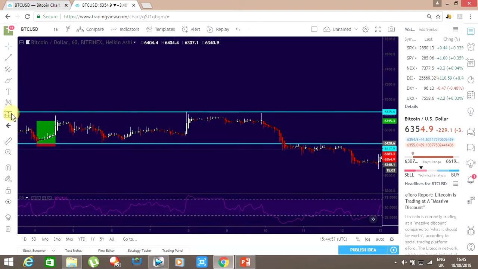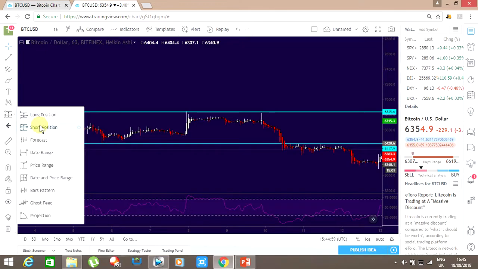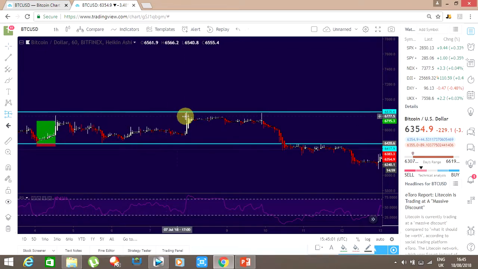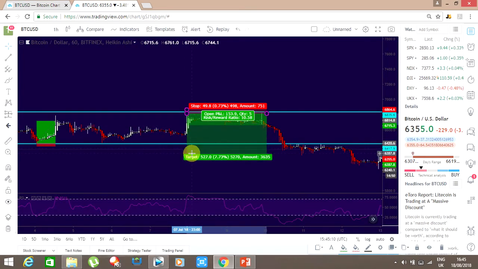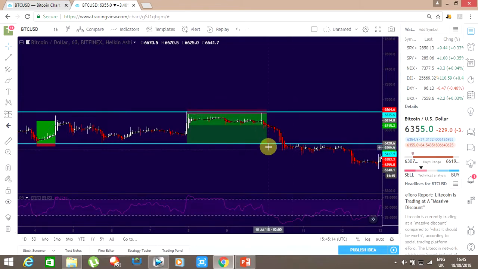So I would have entered a short position here. We'll just say roughly here. I would have put my stop loss just above the resistance level, and your initial target would be the support level here. That would be your initial target, okay?